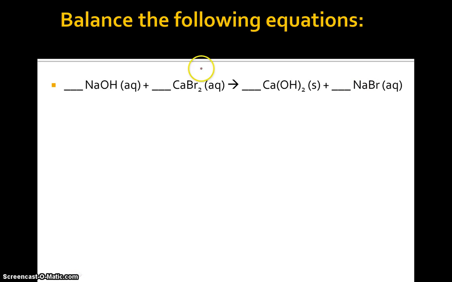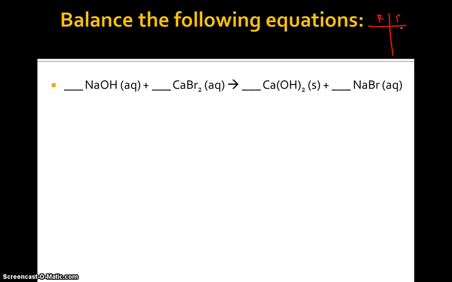For this one, I've given you the skeleton equation, and we want to use our atom inventory to balance it. So I'm going to write this up here. So we've got our reactants and our products. I'm going to need more space than that. Let's remake that. We will put it over here. So I've got my reactants and my products.